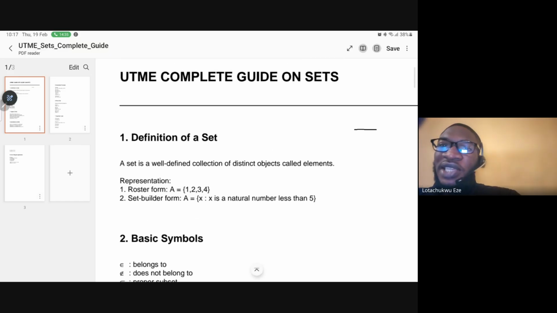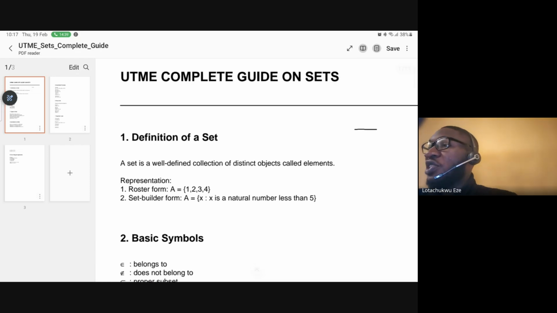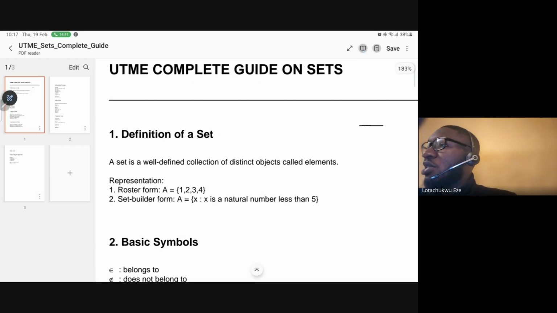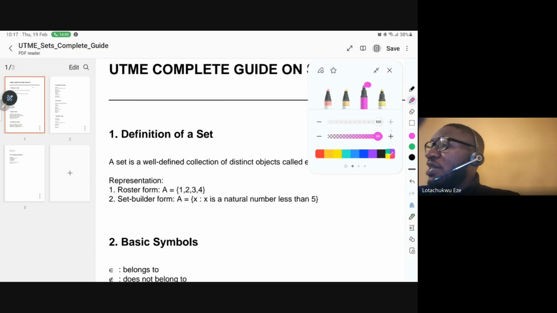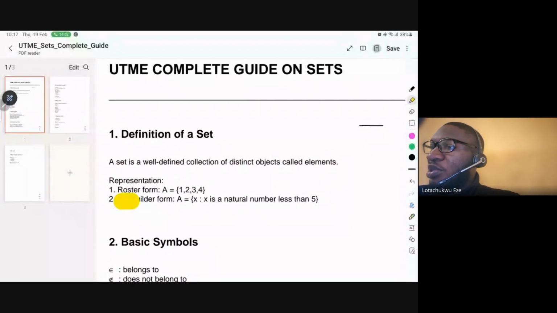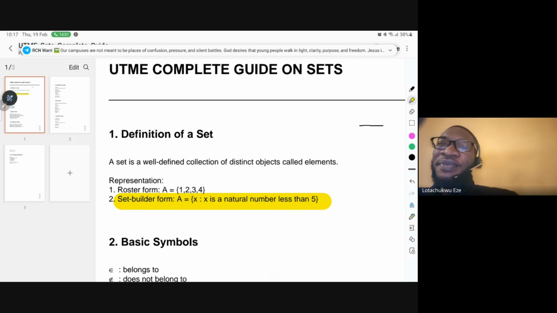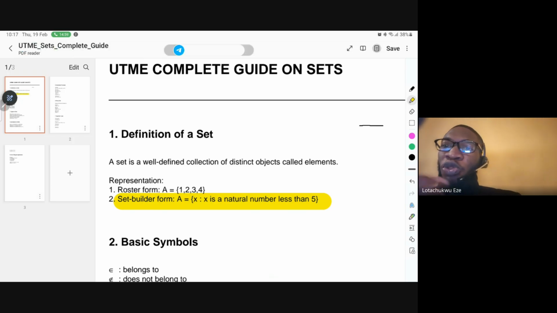So now, I say a set is a representation of what? It's a well-defined collection of distinct objects called elements. I will make use of a curly bracket for it. Now, it can come in two ways. Sometimes they might give you a statement. We'll call it the set builder form. They can give you the set builder form and say this is a set of natural numbers less than 5. It's now up to you to put up the values.